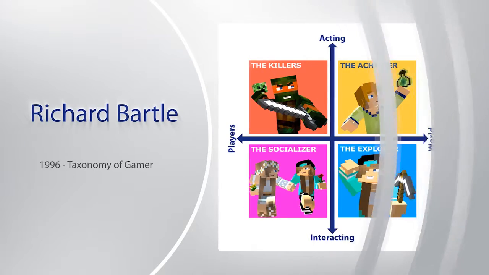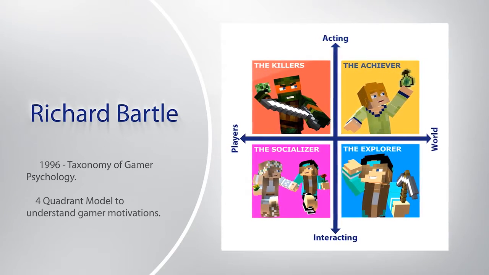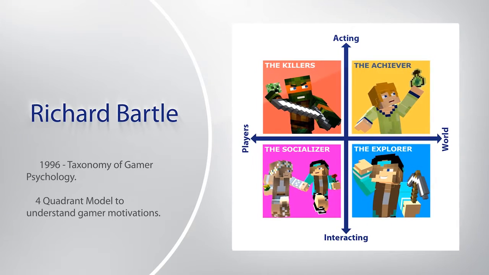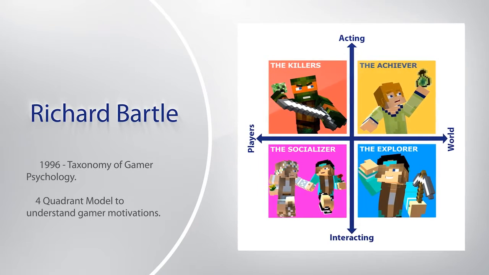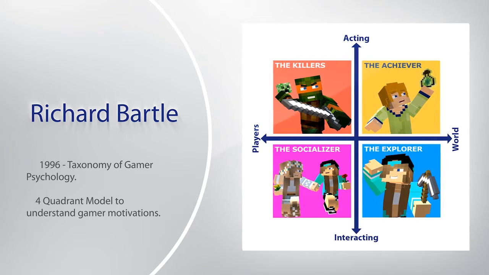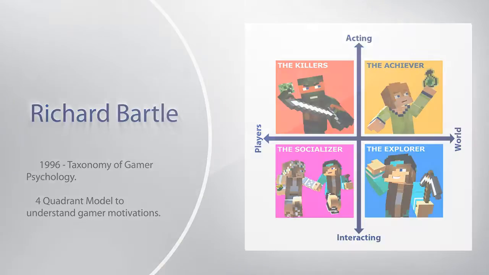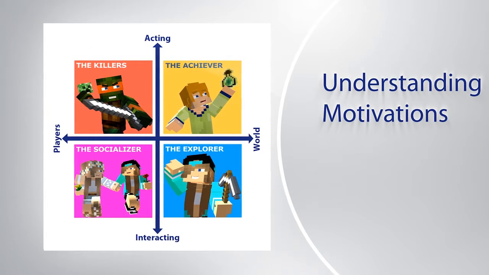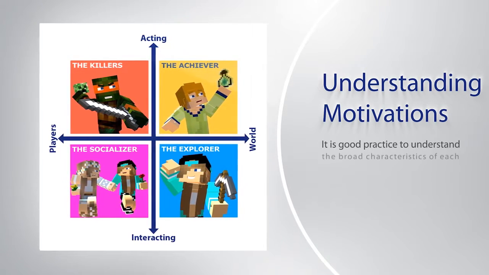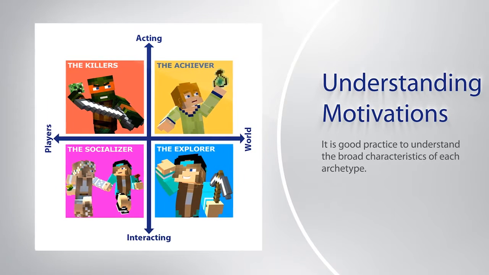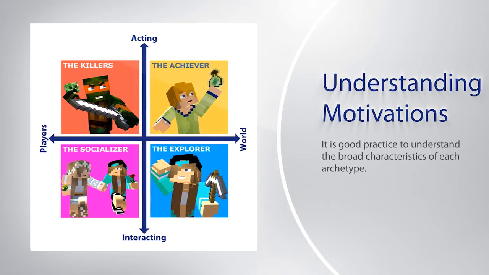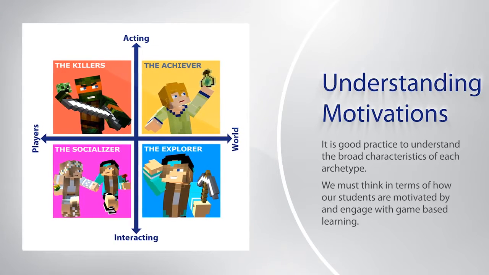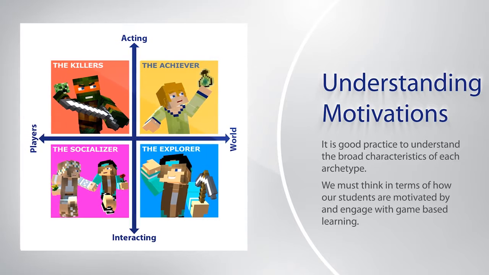In 1996, Richard Bartle published a paper that classified players into 4 different archetypes: the killers, the achievers, the socializers, and the explorers. Now, his research has been instrumental in helping us understand the motivations of players in games, but instead of exploring the deep psychological assessment on Bartle's 4-quadrant model, let's just take a broad look at the characteristics of each archetype and begin to think in terms of how our students may be motivated by and engage with games or game-based lessons in our classrooms.